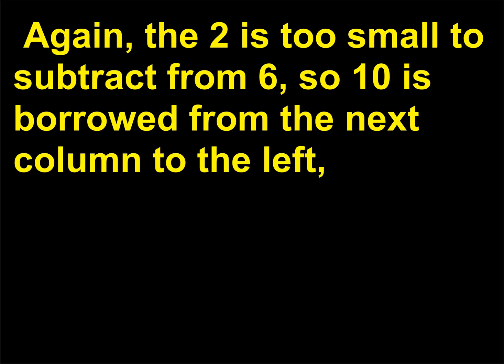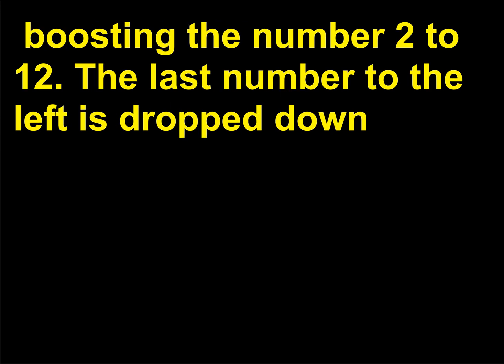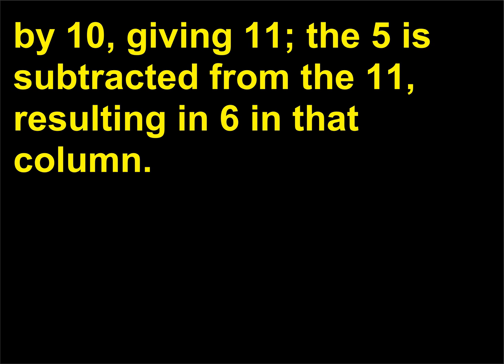Again, the 2 is too small to subtract from 6, so 10 is borrowed from the next column to the left, boosting the number 2 to 12. The last number to the left is dropped down by 10, giving 11. The 5 is subtracted from the 11, resulting in 6 in that column.